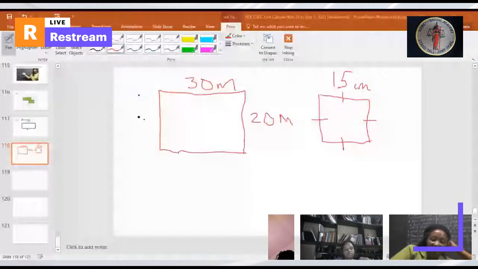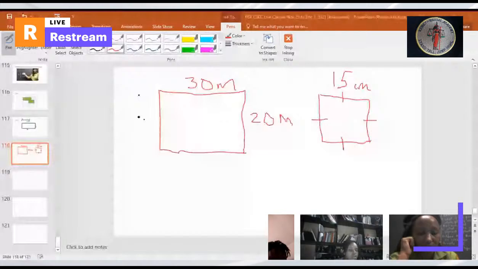If the area of the square is 900 centimeters squared, what's the length of one side? It's 30 centimeters. What would be the perimeter of the square? Miss, 120. Yes, miss.